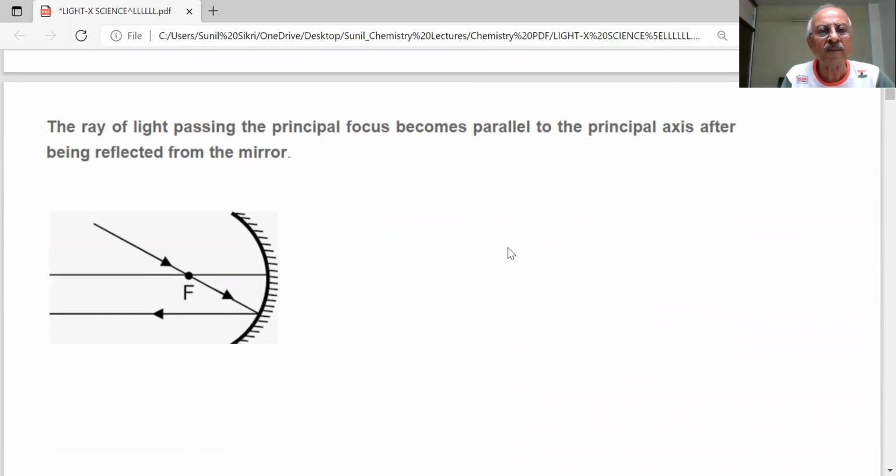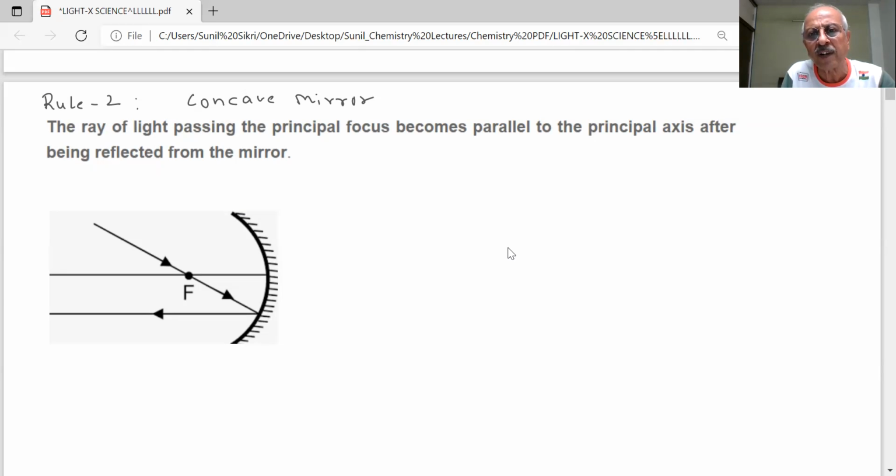The second rule says, rule number 2. I am drawing for the concave mirror, student. This ray of light is passing through the principal focus. Can you see the ray of light passing through principal focus? Yes or no? Yes, sir. It will become parallel to the principal axis. This is the reversibility of the light. Law of reversibility. In the first case, parallel ray passed through the focus. In this case, the ray passing through focus will become parallel to the principal axis.